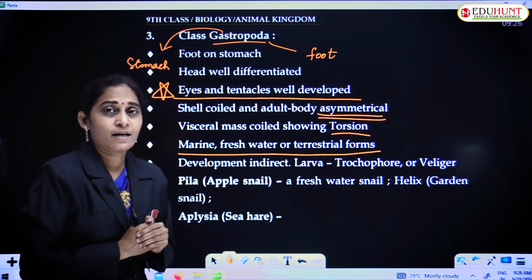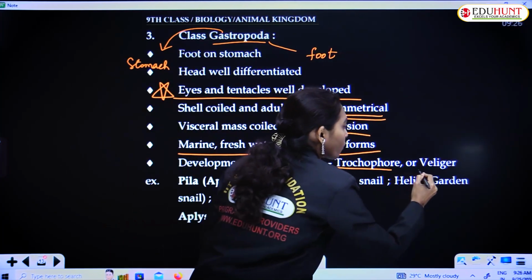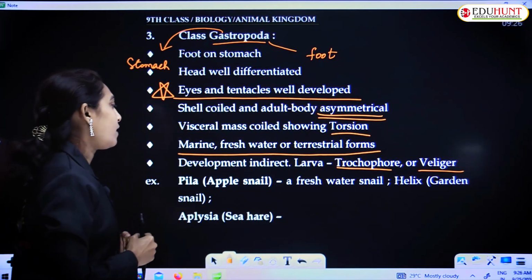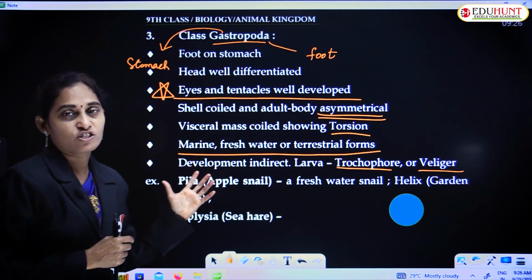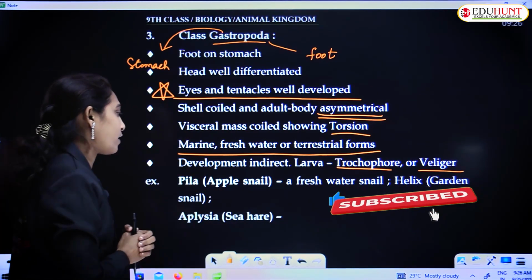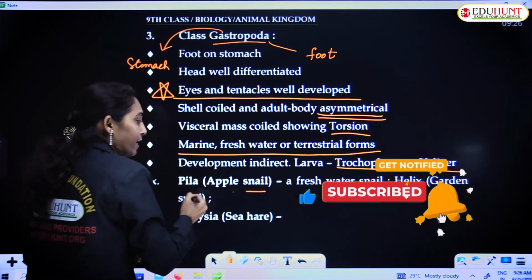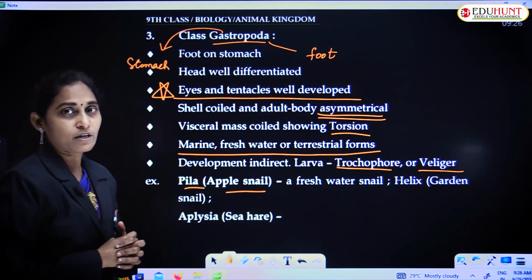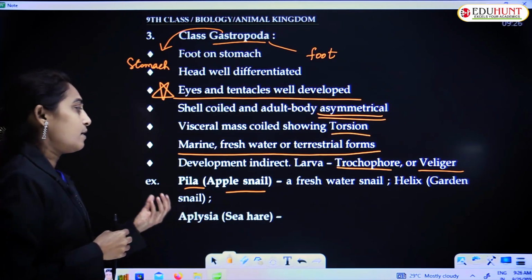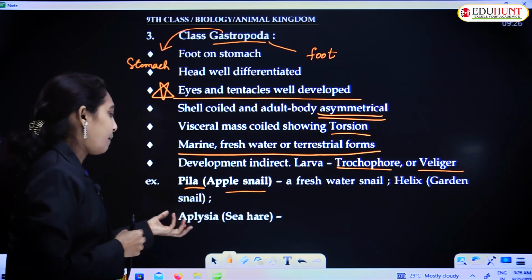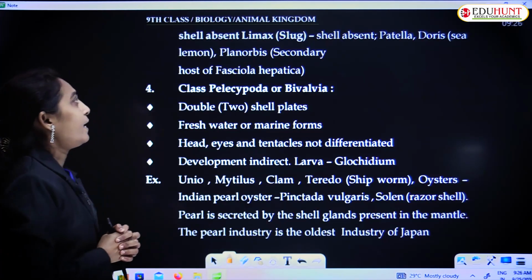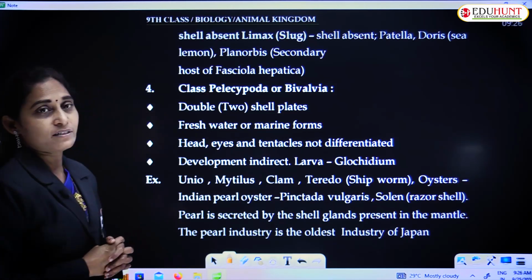Development is indirect and the larva is trochophore or veliger. This larva is seen in the developmental stages of the animals of the class Gastropoda. Example is apple snail, Pila, which is a freshwater form. Helix is the garden snail. Aplysia is commonly called the sea hare, and shell is absent in slugs.